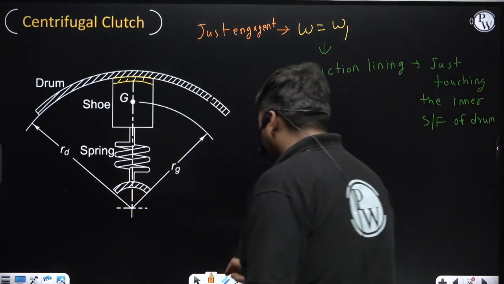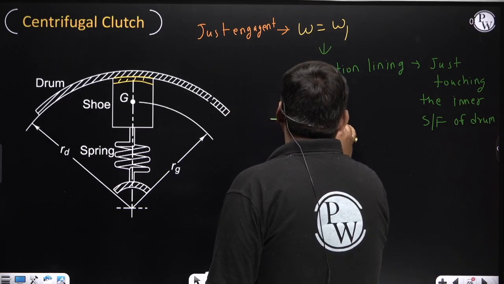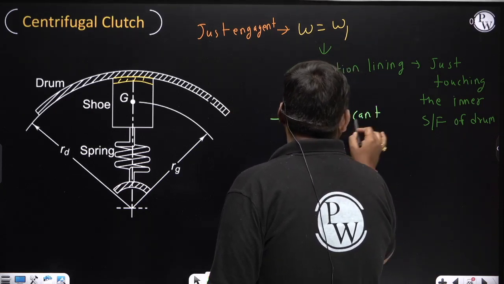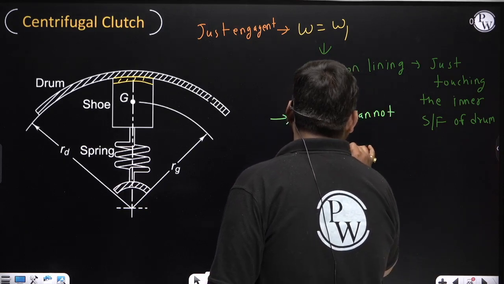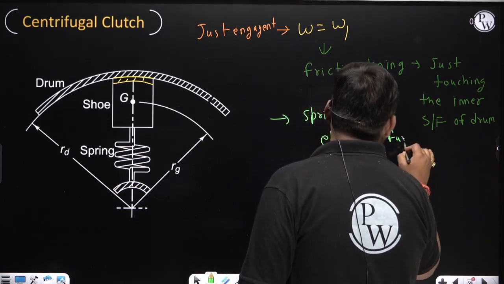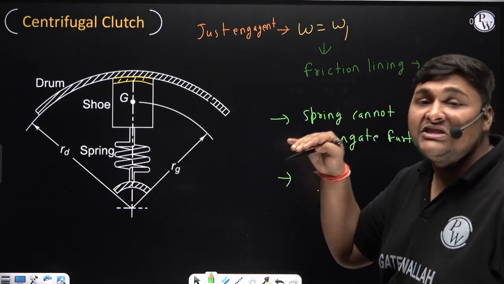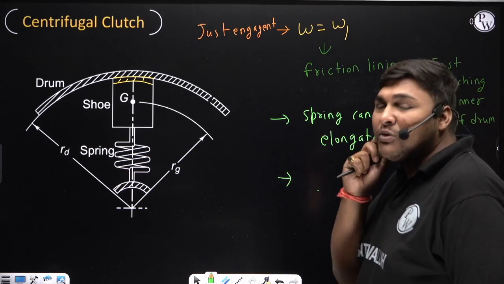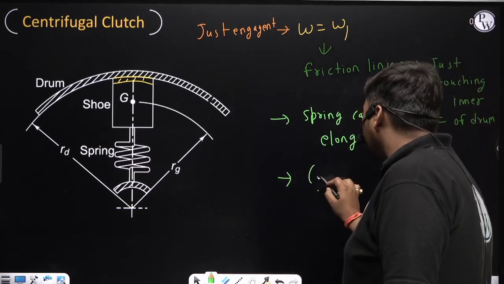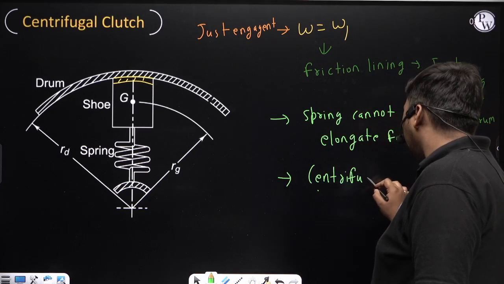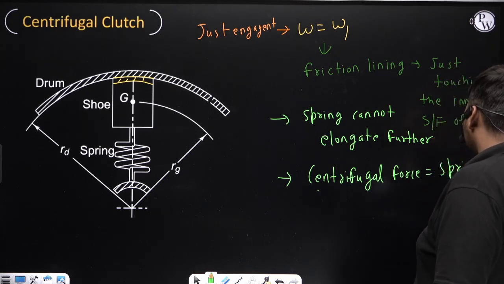Means there are two important points. Conclusion is the spring cannot elongate further, because the friction lining has just touched the drum, and since at this position the friction lining has just touched the drum, at this position also the spring has elongated freely. Means at just engaged position also, centrifugal force will be balanced by spring force.